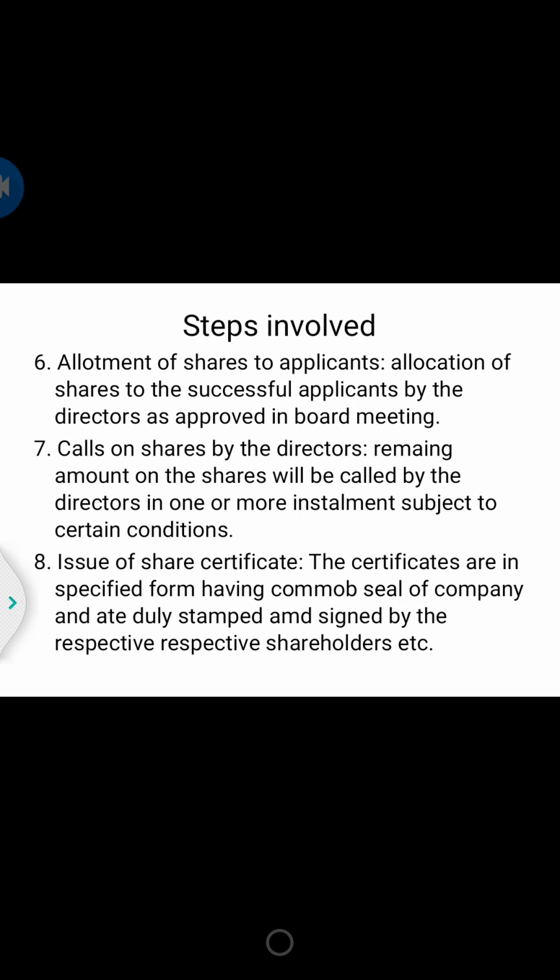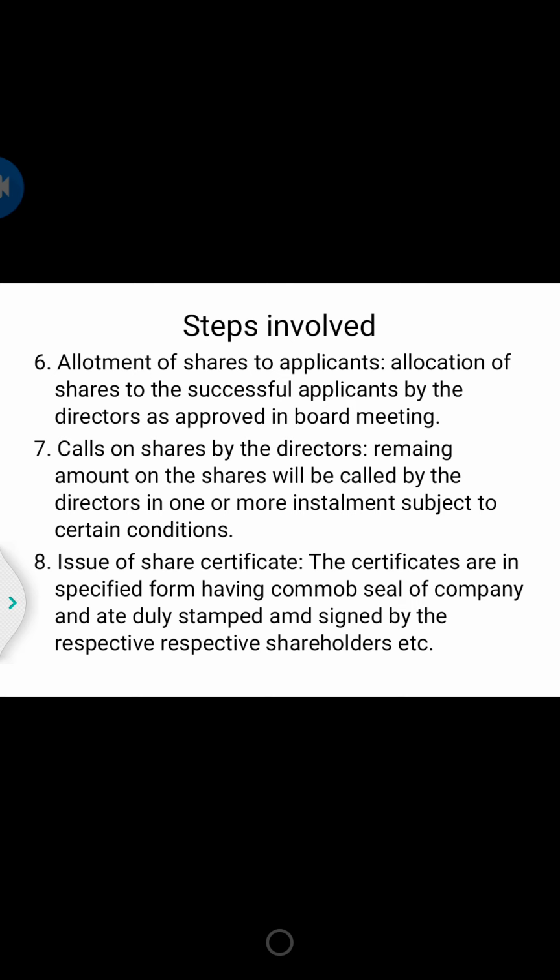The next is issue of share certificate. Issue of share certificate means that after receiving the final call money from the members of the company, the share certificate will be forwarded to the respective members. That certificate is in the specified form, with the common seal of the company, duly stamped and signed. The share certificate is a document to show that you are the owner of the share in the company.